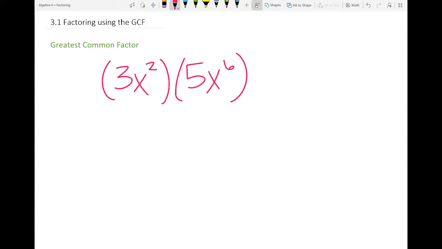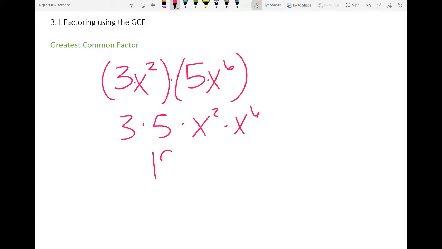Okay, let's say I want to multiply those together. Well, in multiplication, it doesn't matter the order that you multiply, right? 3 times 5 is 15, and 5 times 3 is 15. The order doesn't matter. And all that I'm doing in here is multiplication. So I could essentially reorder this completely to 3 times 5 times x squared times x to the 6th. Okay, and then I just simplify.